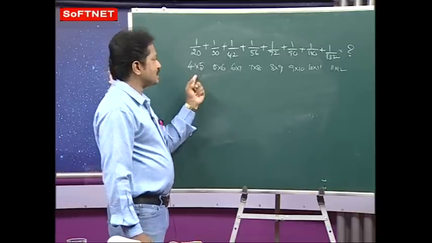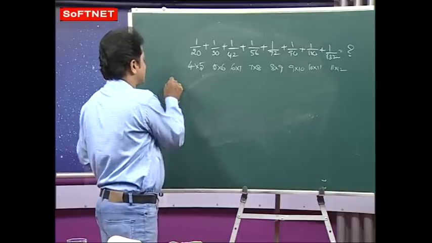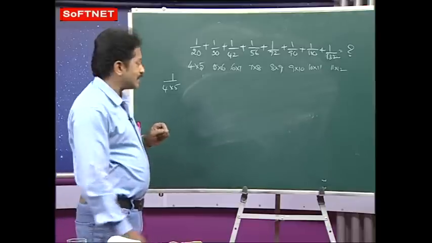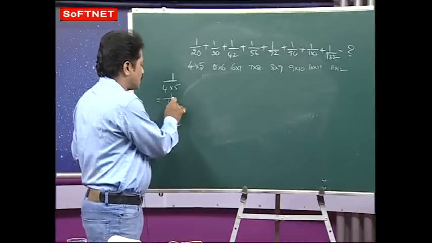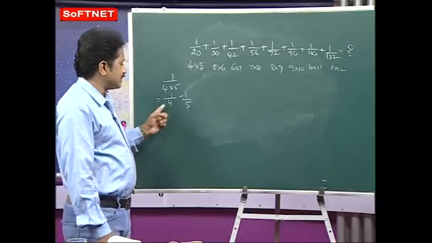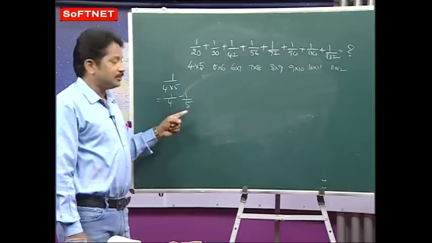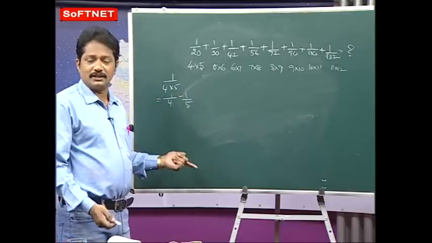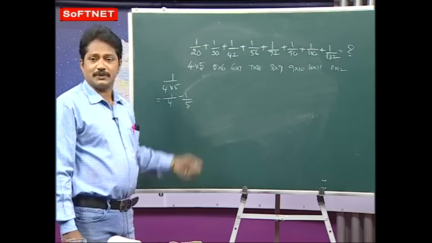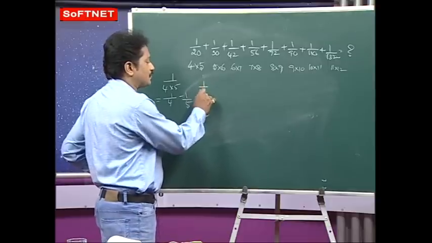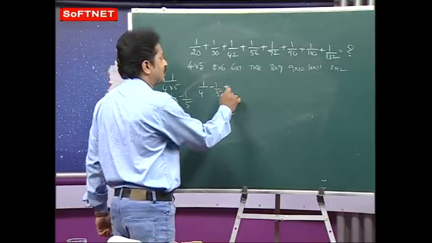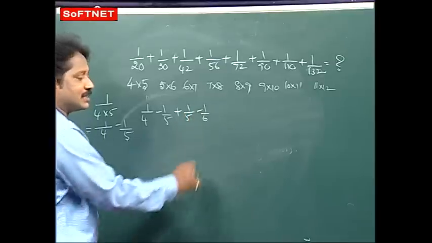So 1 by 20, you can write it as 1 by 4 of 5, correct? Then 1 by 4 of 5 you can write as 1 by 4 minus 1 by 5. The reason is the LCM is 4 into 5 and the numerator is 5 minus 4, which is 1, which gives 1 by 4 into 5. Means you can split this 1 by 20 as a difference of two fractions, 1 by 4 minus 1 by 5. So 1 by 30 you can write as 1 by 5 minus 1 by 6.